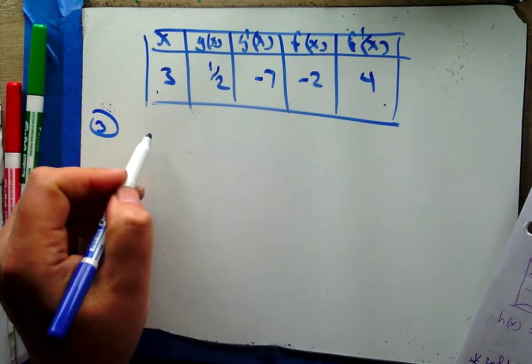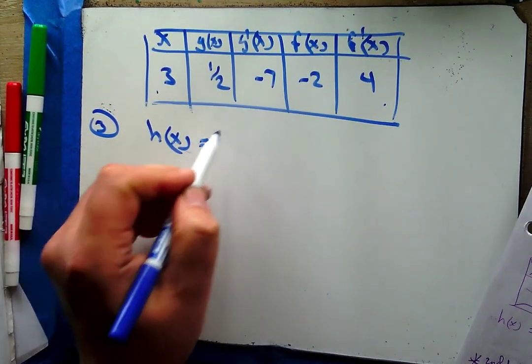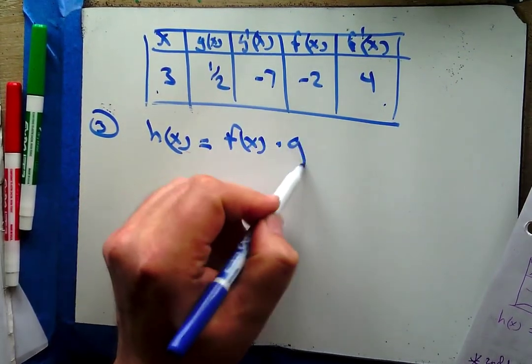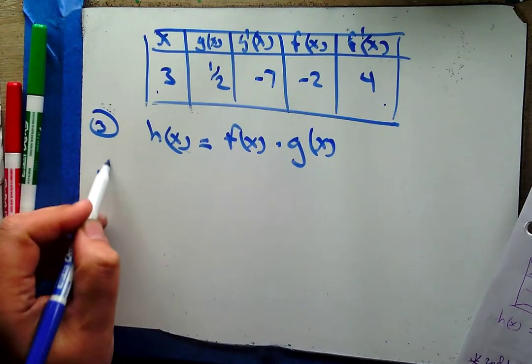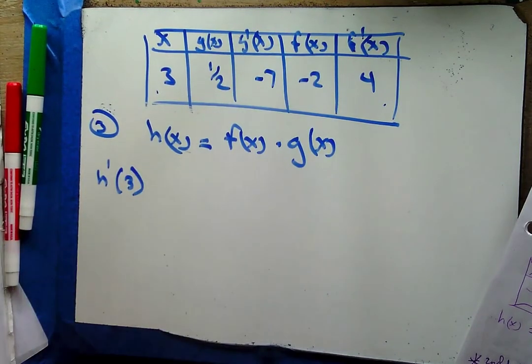3. h of x equals f of x times g of x. And again, I want h prime of 3. Please find h prime of 3.